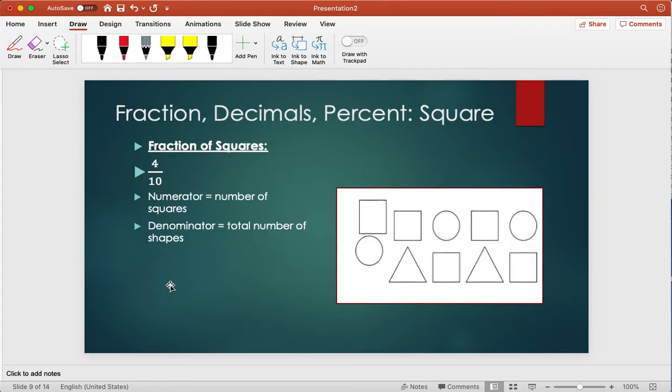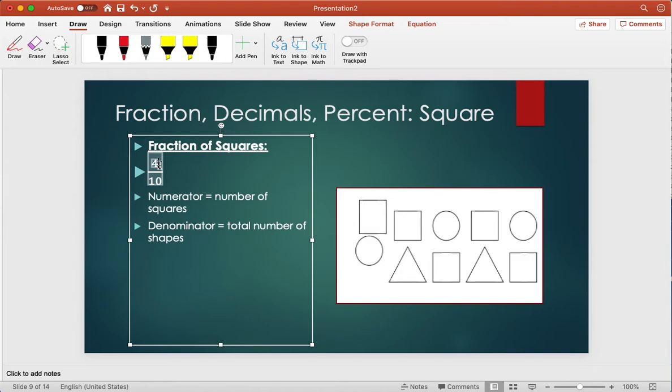Let's do this one together, all right? Last example. What we have here is an image of different shapes. And what we're going to do is find the fraction of squares. So if we count them, 1, 2, 3, 4, 5. There's 5. My math's going to have to change. I wasn't paying attention. So 5 out of 10 are going to be squares.